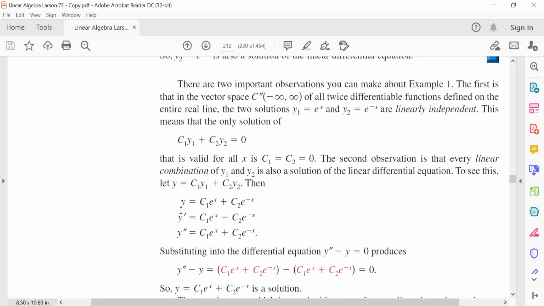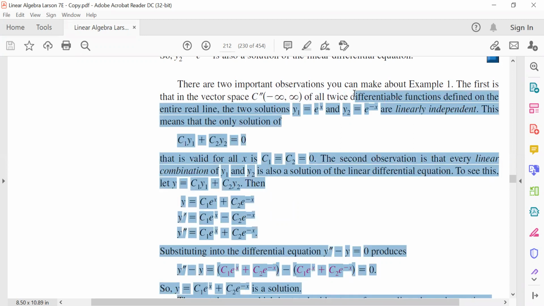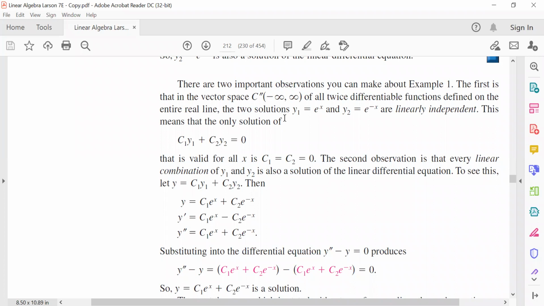So whenever you have something like this, the general solution y is equal to some constant times e to the x plus another constant times e to the negative x, you can consider e to the x and e to the negative x as two linearly independent vectors in a vector space. The vector space here is the vector space of twice differentiable functions.